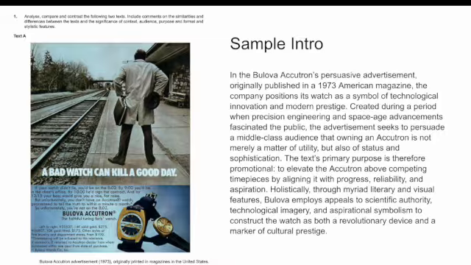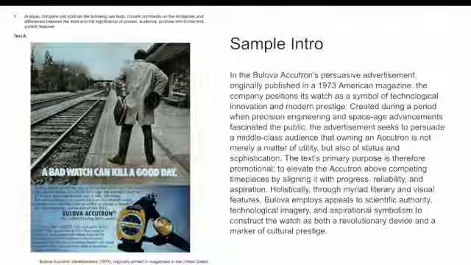So yeah, the sample introduction starts off with: in the Bulova Accutron's persuasive advertisement, originally published in a 1973 American magazine, the company positions its watch as a symbol of technological innovation and modern prestige. Created during a period when precision engineering and space-age advancements fascinated the public, the advertisement seeks to persuade a middle-class audience that owning an Accutron is not merely a matter of utility, but also of status and sophistication.